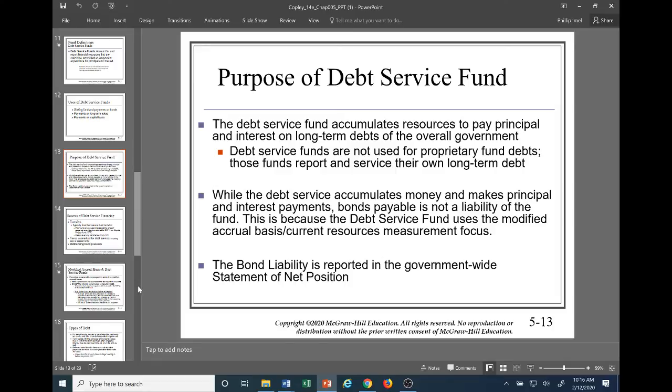Governmental, debt service. While the debt service fund accumulates money and makes principal and interest payments, bonds payable is not a liability of the fund. This is because the debt service fund uses the modified accrual basis, current resource measurement focus. So bonds payable, the long-term, once again, modified accrual. Remember, it's a governmental fund. It's not included in that fund; it's in the government-wide statements. The bond liability is reported in the government-wide statement of net position. Same thing, right? Pretty simple. If it's a governmental fund and it's anything long-term, we're not concerned with it. It's in the government-wide. If it's current, we are concerned with it.